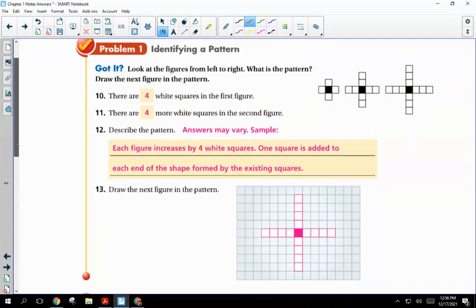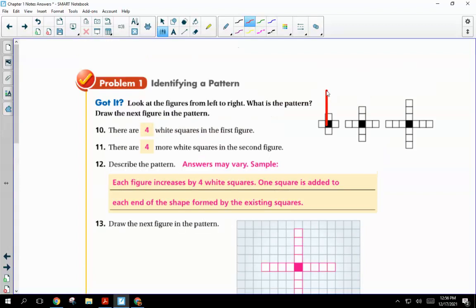Problem 1, identifying the pattern. Look at the figures below from left to right. What is the pattern? Draw the next figure in the pattern. So right here, we have, whoa, I'm not sure what just happened there. Let's go back to black and erase that.